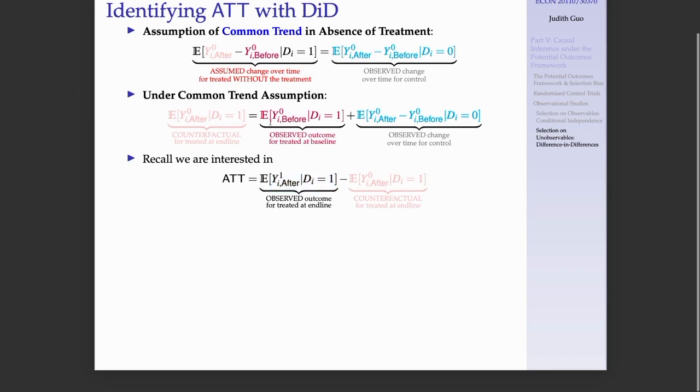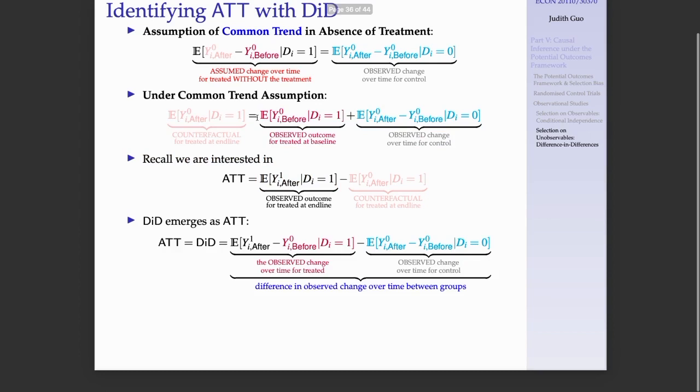But given these two equations, there is a way to re-identify the ATT. We simply subtract from what we observe for the treatment group at the end line all these terms on the right-hand side of the equation, okay? And that's why it's called the DID. It's the difference, the middle difference, okay? So this middle term is the difference in the differences.